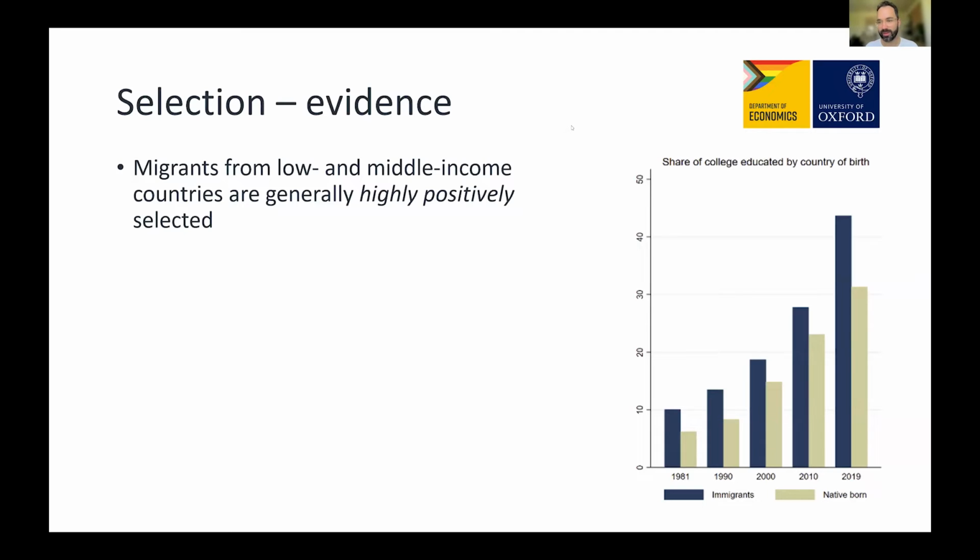Another way to show this, and this is here for the UK, is that the share of people with a college degree among immigrants is much, much higher than even the share of people with a college degree in the native-born population in a very high-income country. So even in high-income countries like the UK, immigrants are more positively selected than locals on average, with much higher education levels.